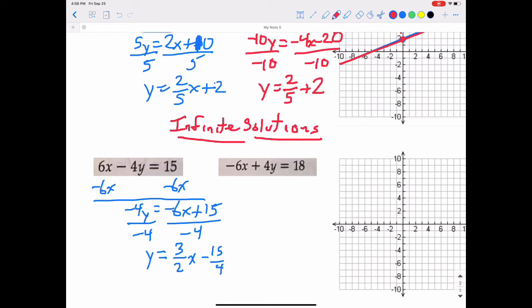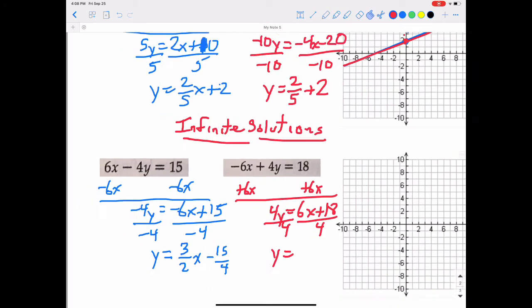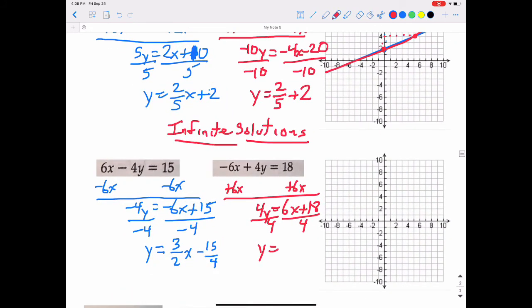Do the same for the other equation. We will add 6x to both sides. So we get 4y equals 6x plus 18. Divide by 4. And we get y equals 3/2 x plus 9/2. Okay?